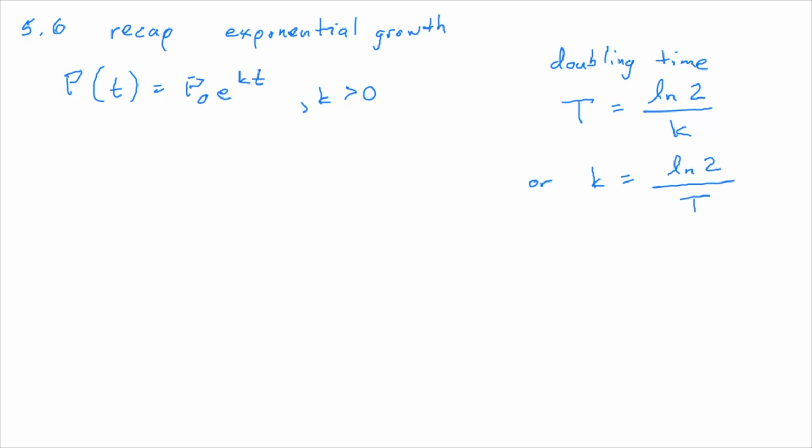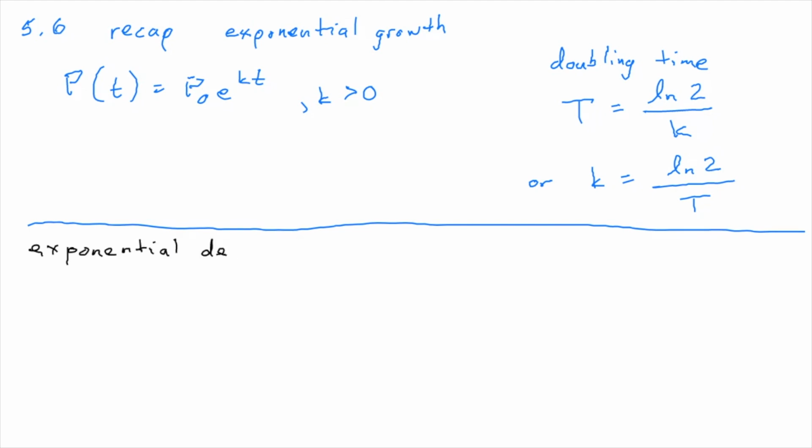Okay, now for something totally new, totally different. This is called exponential decay. And where it comes up is in things like radioactive materials. Let's see the formula and then we'll talk about it. P of t equals P sub 0 e to the negative kt, where k is greater than 0.